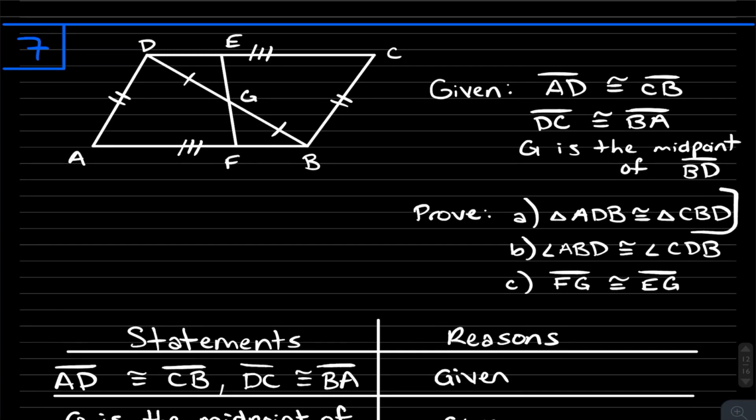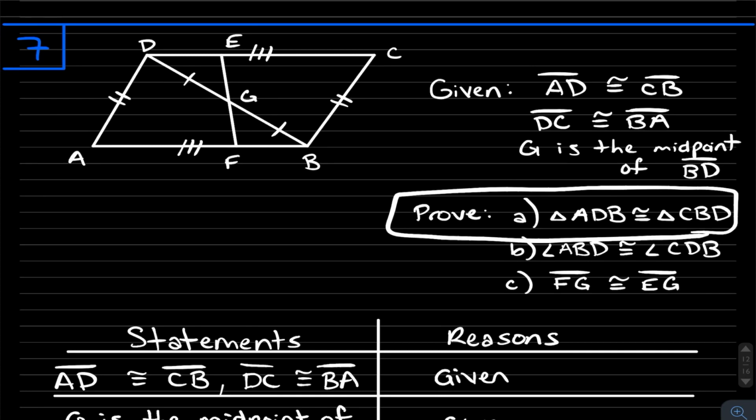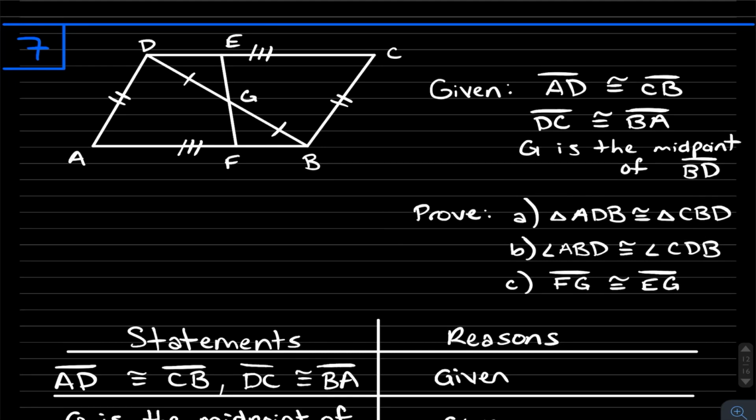But remember what we're trying to prove here, and I didn't actually even talk about this yet. So it'd probably be good for me to say that a little bit sooner, but we're trying to prove that triangle ADB is congruent to triangle CBD. Okay, that's the first thing. And what are those triangles? We're talking about ABD here and CDB. Okay, that's those two triangles.